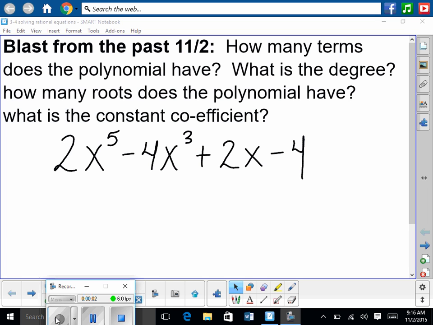Given 2x to the 5th minus 4x cubed plus 2x minus 4. We're not asked to do any math with this one, and it's one of the easiest ones, but yet a lot of you on the first test missed this one. So we've got to not miss the easy ones especially.